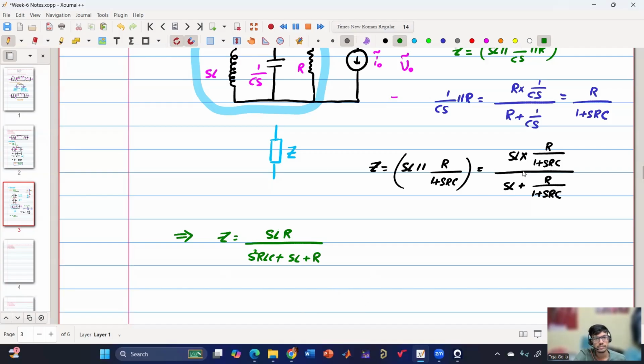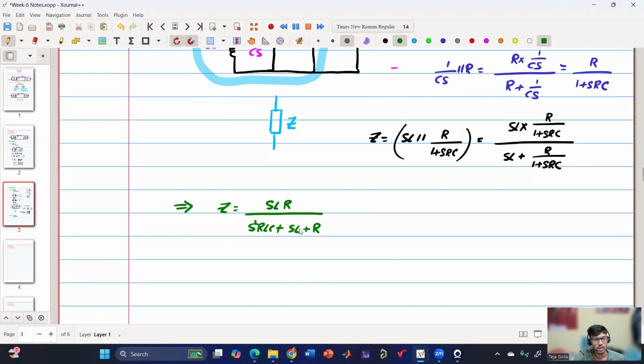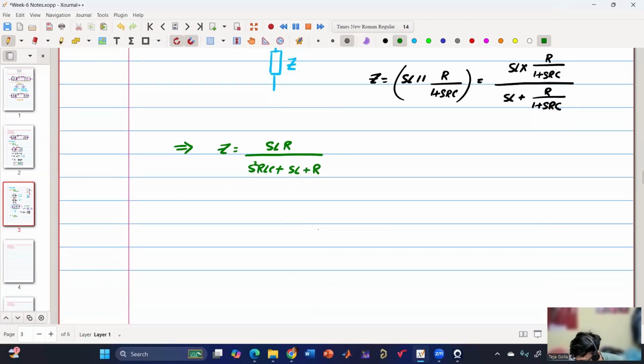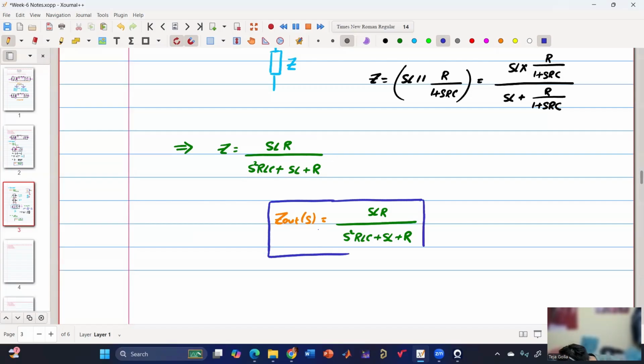Is this clear? Yes. Okay. So now I can write my Z out of S. Z out of S is nothing but what we are getting here, which is SLR divided by S square RLC plus SL plus R. So this is my output impedance.